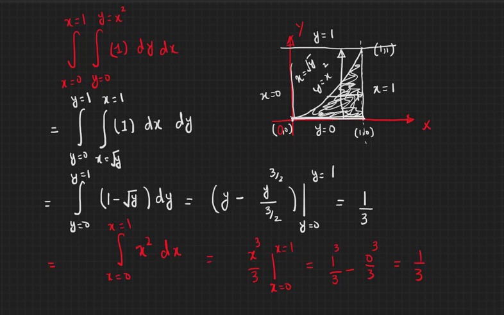So you can see that we are getting the same result because the geometry did not change. We have already changed the order of integration with respect to y first and then with respect to x. The answer is 1 upon 3. Change the order of integration with respect to x first and then with respect to y. The answer remains same, 1 upon 3.